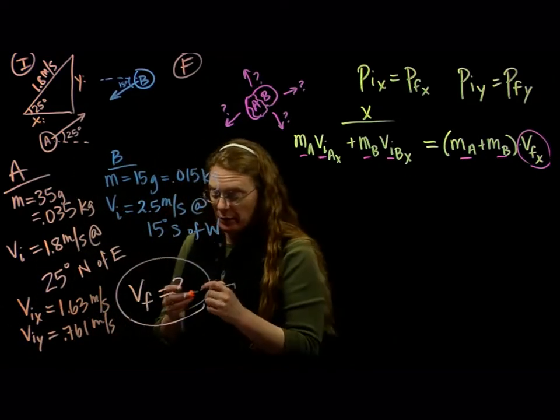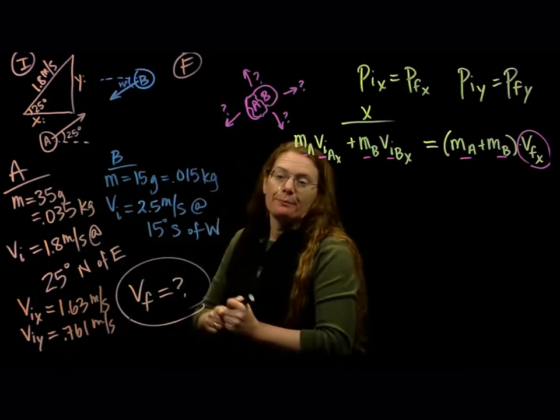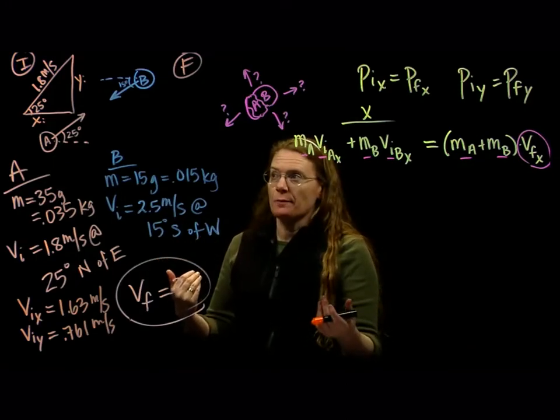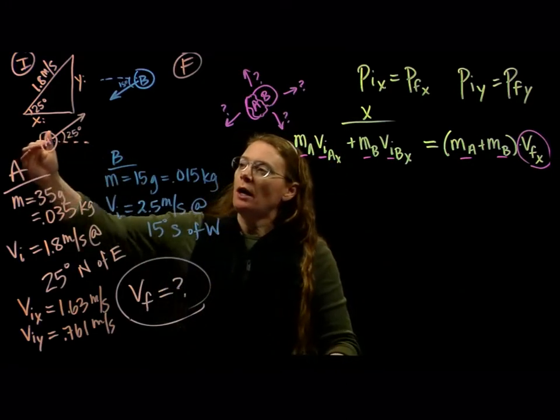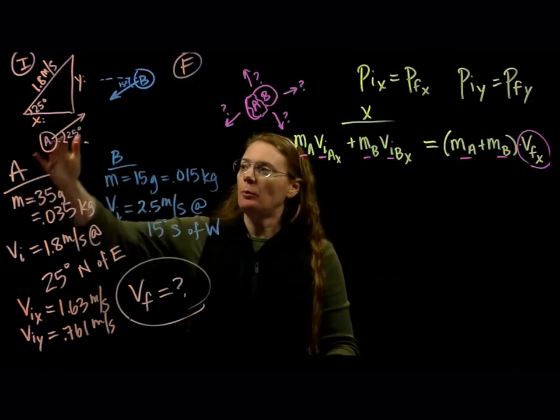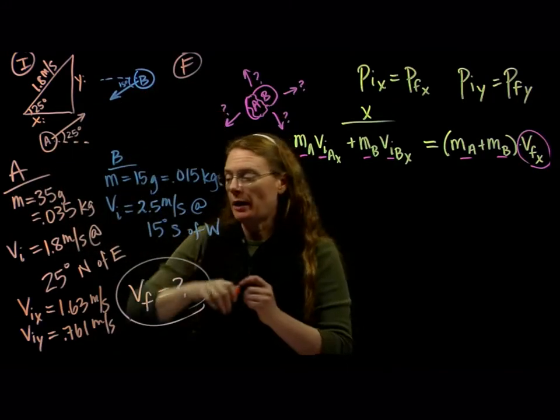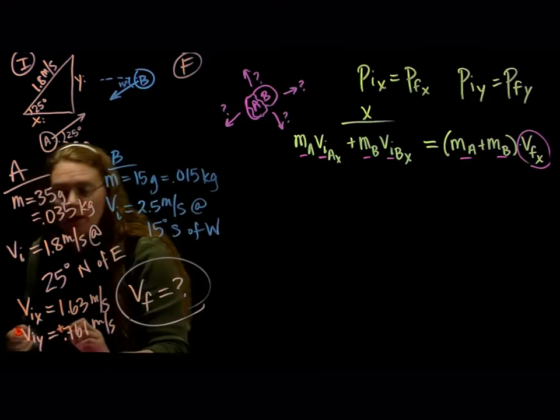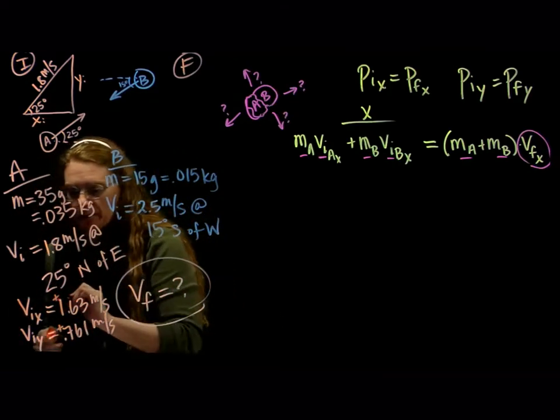And I'd better be careful here. Are these both positive? Are they negative? Are they one of each? This one is moving up and to the right. Up and to the right. Up means a positive y, so I have a positive here. Right means a positive x, positive there.